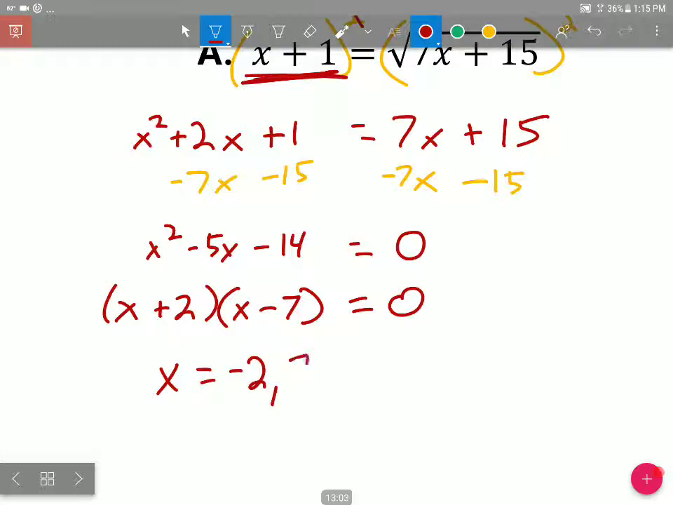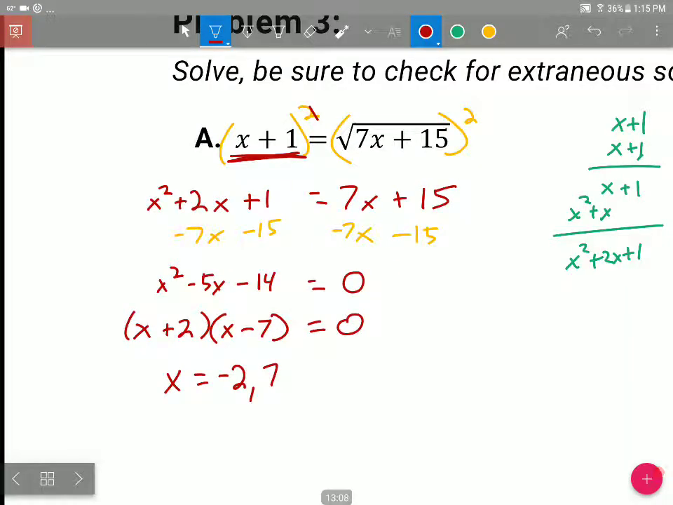Negative 2 and positive 7. Very good. Which one works? That's exactly right. We have to go back and ask ourselves which one actually works. So let me clear this up here. The way you do that is you just plug them in.